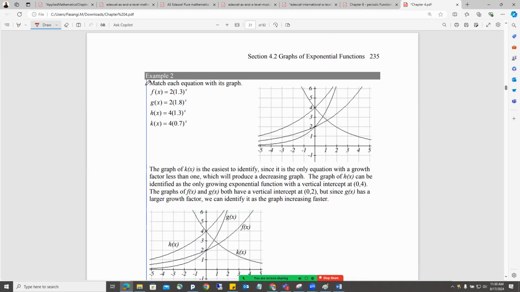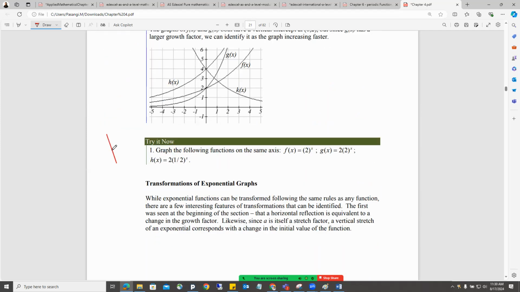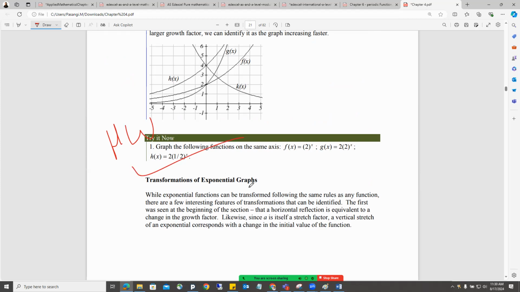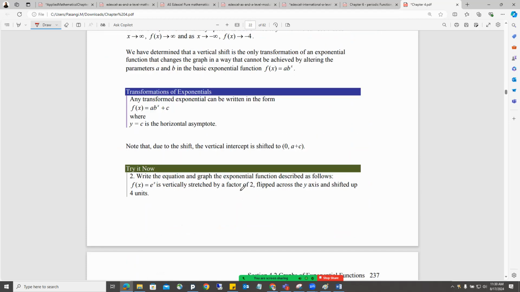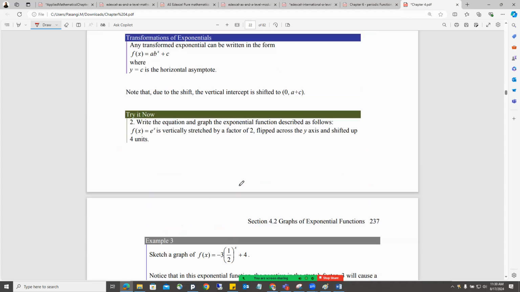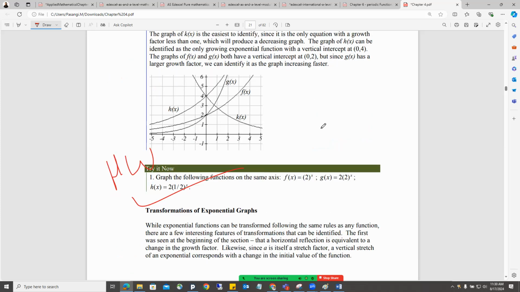Now, what you have to do is example 2 as homework. Draw all these functions on the same graph, the same Cartesian plane. This one as homework, this one also as homework. Then we'll do the transformation of exponential graphs tomorrow. And you have the previous 4.1 section exercise as well, so you need to complete all of those.